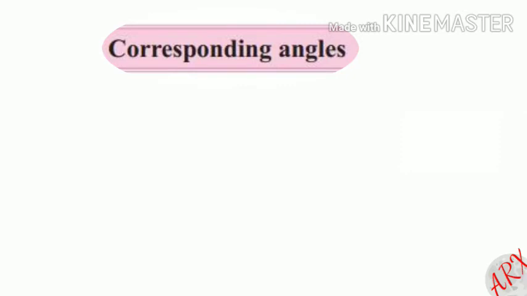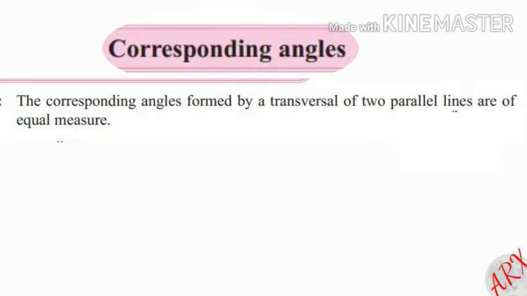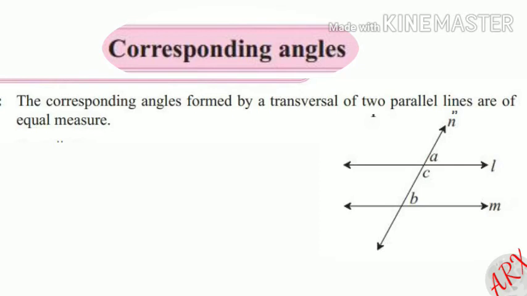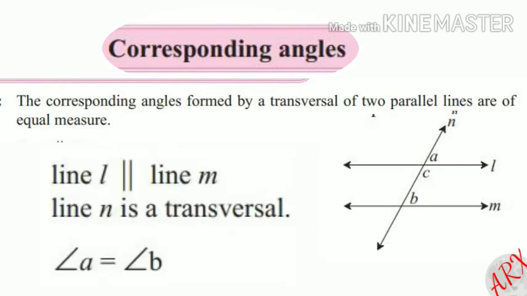The theorem states that the corresponding angles formed by a transversal of two parallel lines are of equal measure. For example, line L parallel to line M and line N is a transversal. Then by the corresponding angle theorem, angle A equal to angle B.